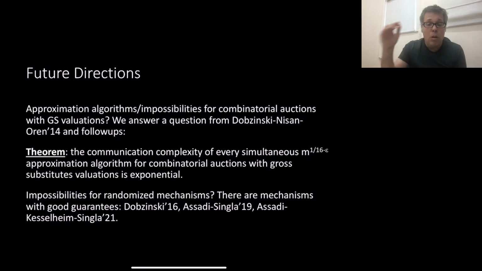We also don't know how to get impossibilities for randomized mechanisms. There are several recent randomized mechanisms with very good guarantees, especially for subadditive valuations and below. And we don't know how to bound the communication complexity of these. That would also be an interesting question for future research. Thanks.